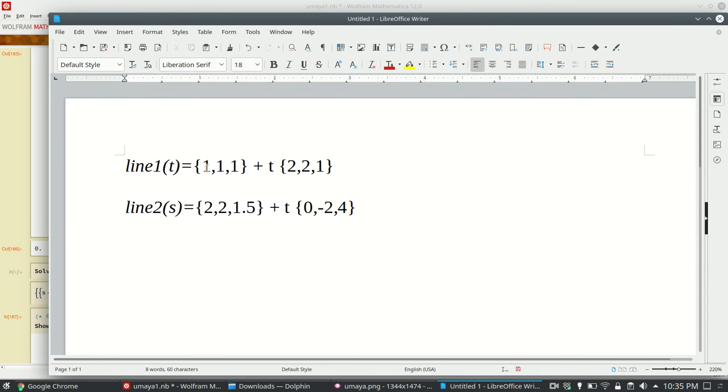So line 1 is defined as, now this is what we called point 1 in Mathematica, and this is what we called x1 in Mathematica. This is what we called point 2 in Mathematica, and this is what your homework called x2 in Mathematica. Oh, this is supposed to be s, not t. Okay, so these are the parametric equations for line 1 and line 2.